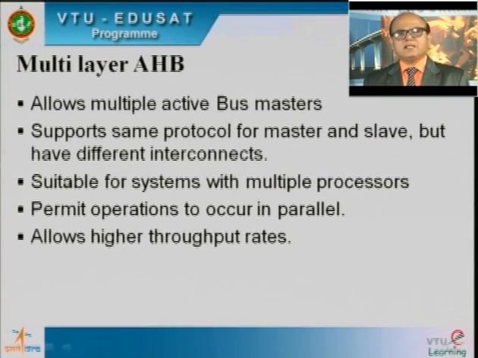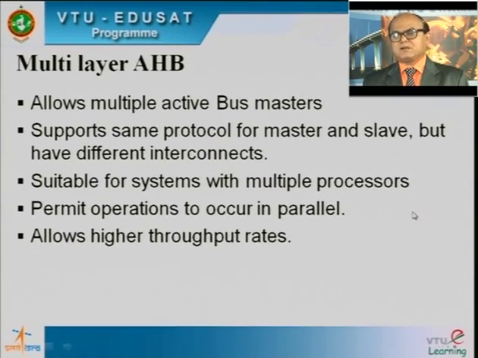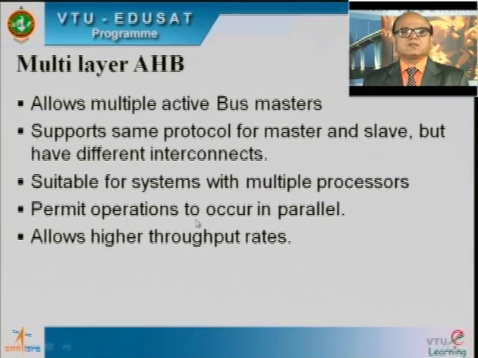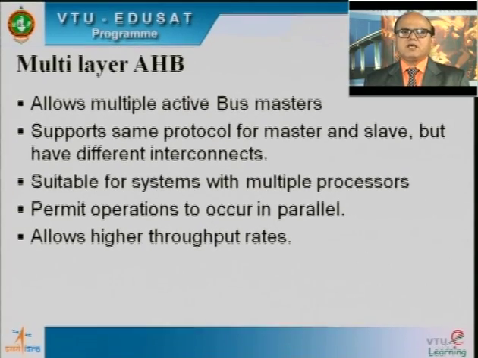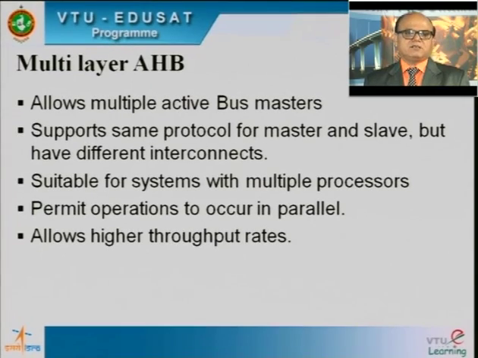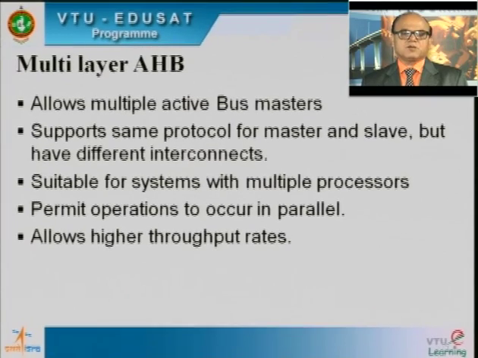The MultiLayer AHB is suitable for systems with multiple processors, or in other words, ARM multiple cores. The MultiLayer AHB permits operations to occur in parallel. Since it allows parallel operation, that is the main reason why it provides a higher throughput, and it allows higher throughput rates because of the multiple buses and higher widths.